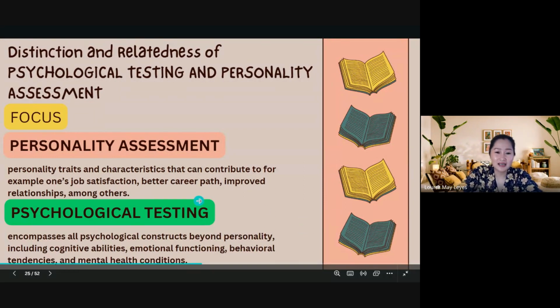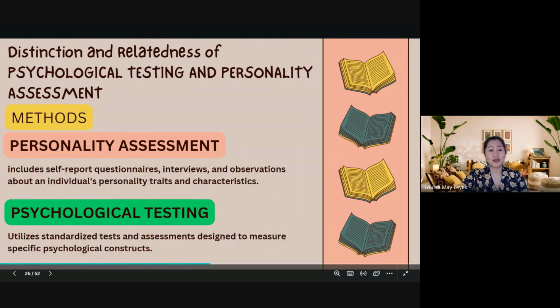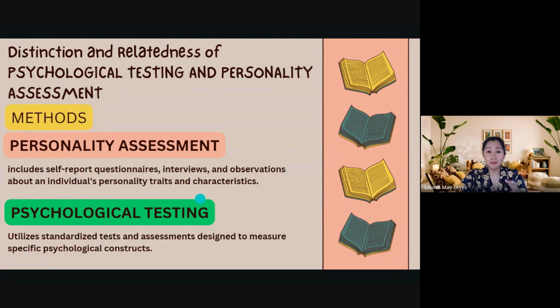So next, ayan, sa method. So the way we administer these types of tests. So, ang personality assessment, again, that is a self-report questionnaire. So, that is a self-report inventory of a series of questions that you would want the test taker or the client to really answer honestly. Ayan. So, these are through questionnaires, interviews, observations, but the highly used one is through questionnaires.